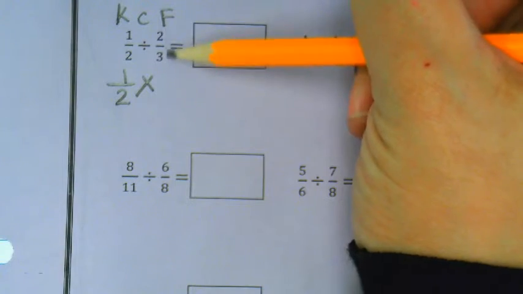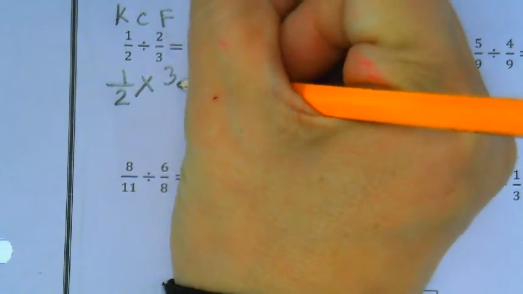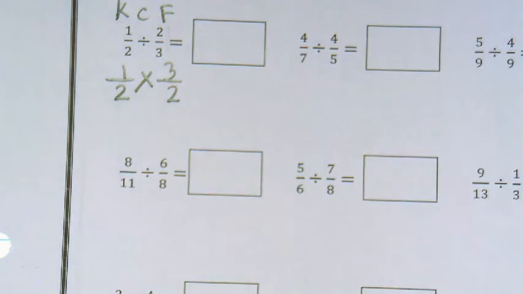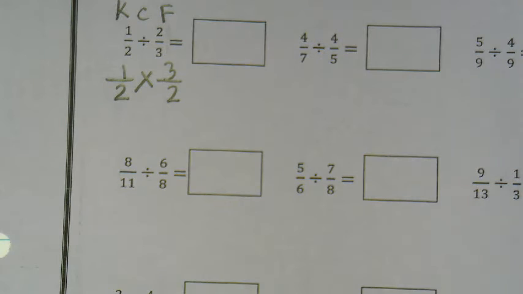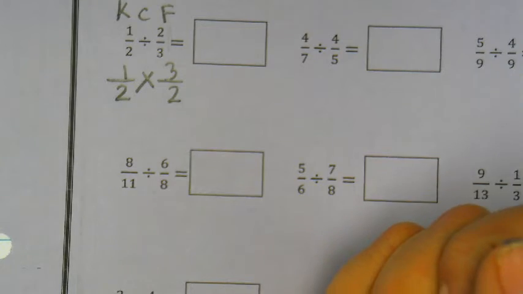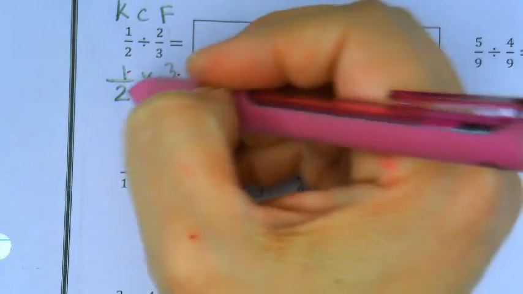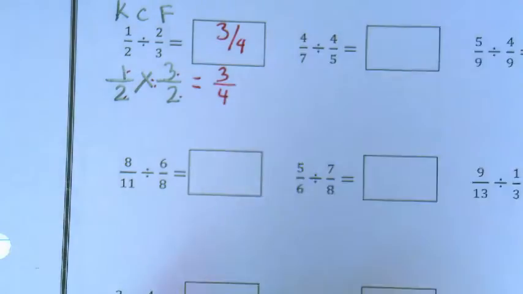So how do I write this fraction? 3/2. Okay, we figured it out. We're good. We're moving on. So, check my corners. Is there anything I can simplify? No. So, you just multiply straight across. What's 1 times 3? 3. What's 2 times 2? 4. So, your final answer is 3/4.